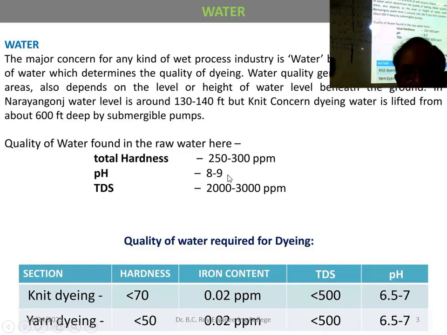That means the data written here is right. Ordinary water, if you take tap water and measure the pH, is slightly higher than 7. Higher than 7, but may not be 8, 9 always, but higher than 7. TDS 2000 to 3000. TDS means total dissolved solid. That is not only salt, there may be other things also, but salt is the major one.